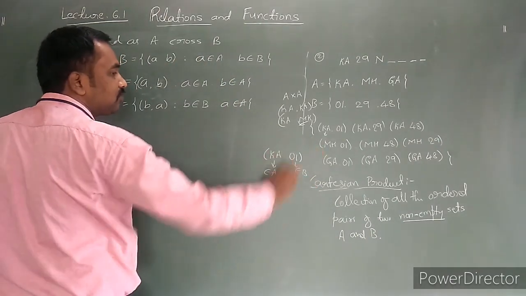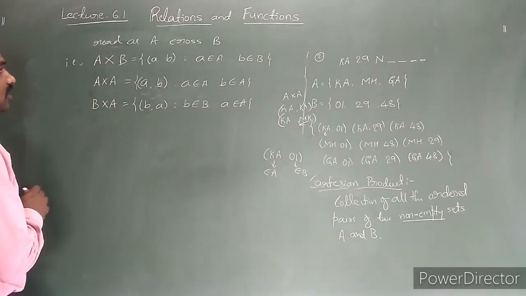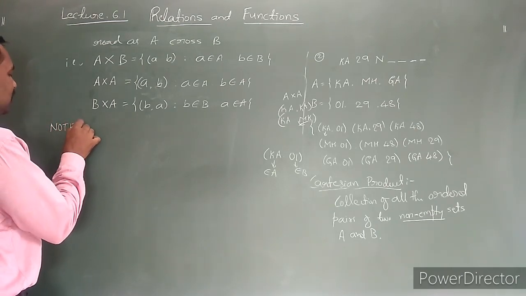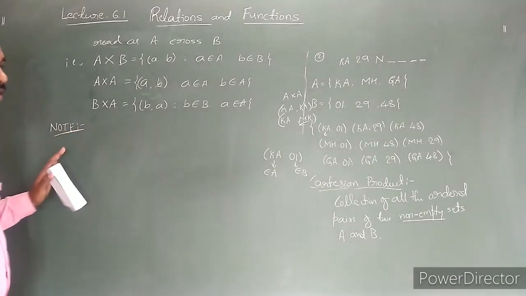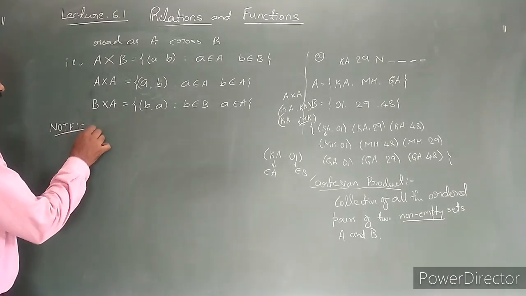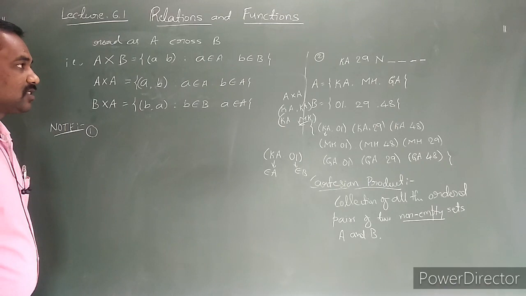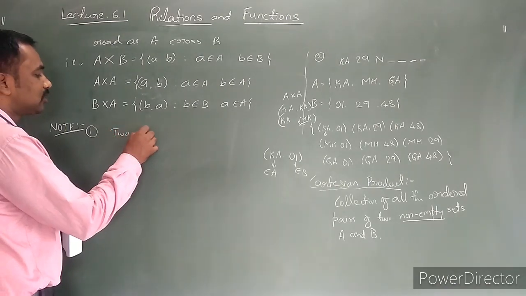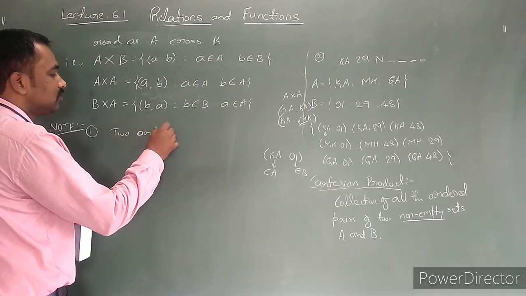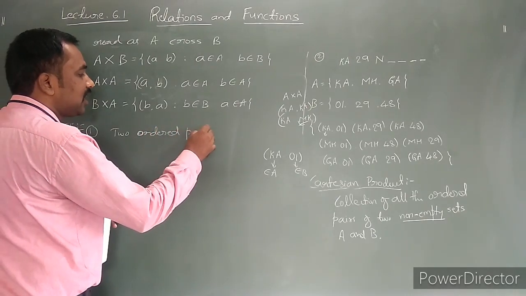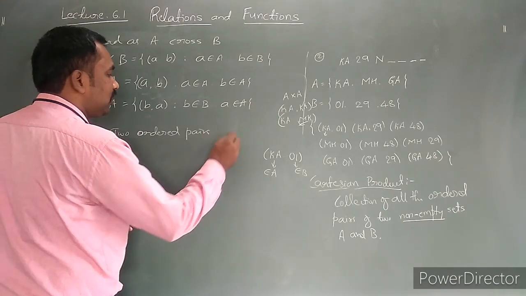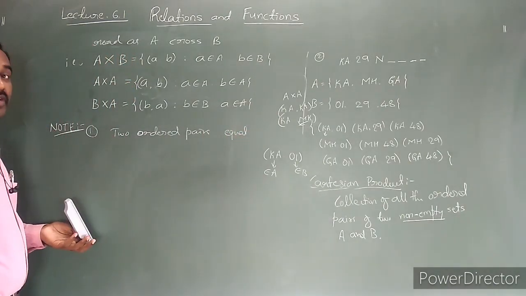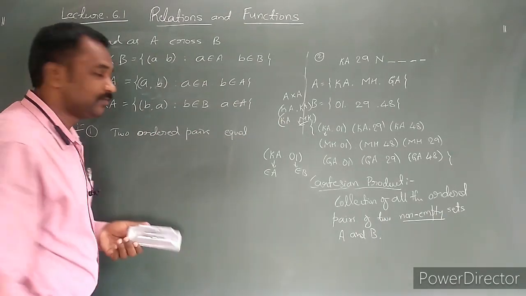Okay, here is one particular example. Now this is all about the Cartesian product. Now I will take the notes. Here are some of the notes. The first one: two ordered pairs are equal. For example, if two ordered pairs are equal, then we can say that the two ordered pairs are equal.